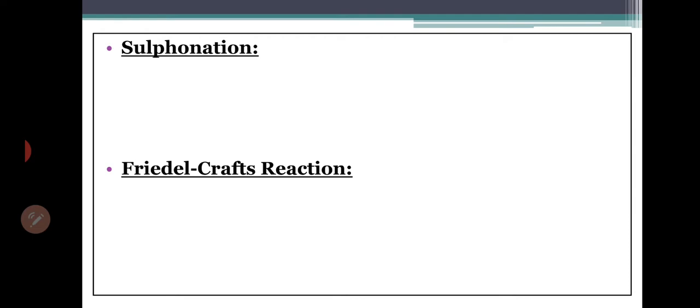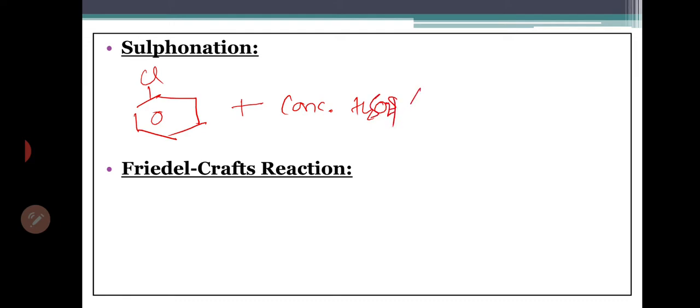Now next is sulfonation. Sulfonation means a sulfonic group will add to the benzene ring. Again, if this is chlorobenzene, in sulfonation we usually treat it with sulfuric acid and heat it. Then the SO3H group will add to your benzene ring. Now which position? Again ortho and para.